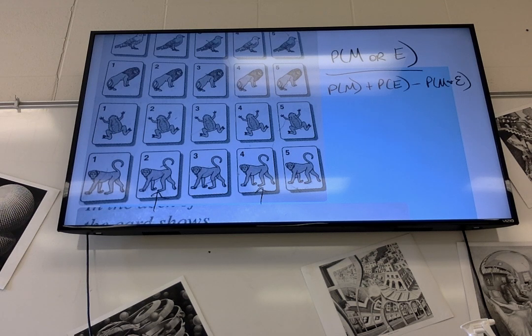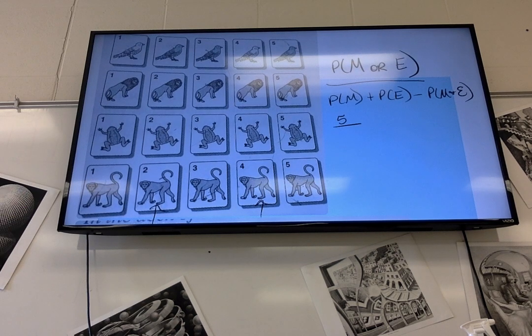So let's talk about the monkeys first. How many monkeys are there? 5. These are the monkeys down at the bottom. And out of these cards, how many cards are there? 20, yeah. Now remember, I don't reduce these until the very end.